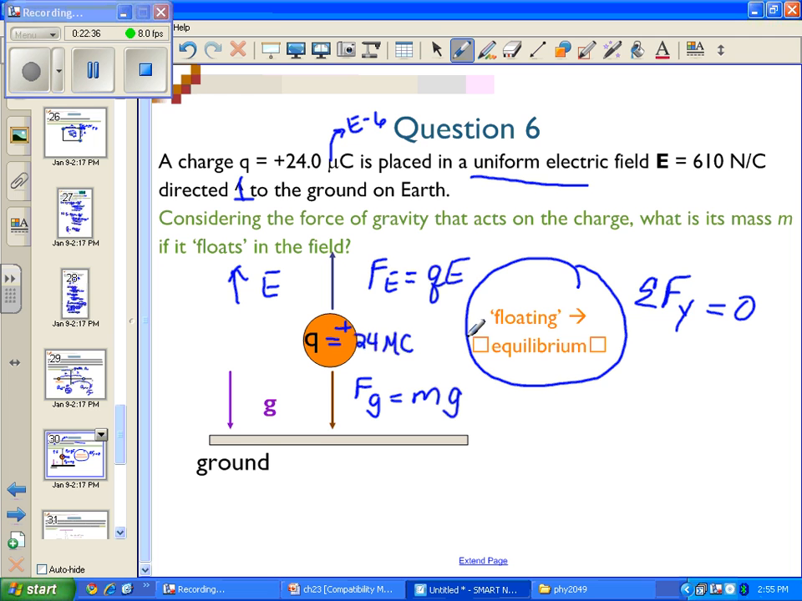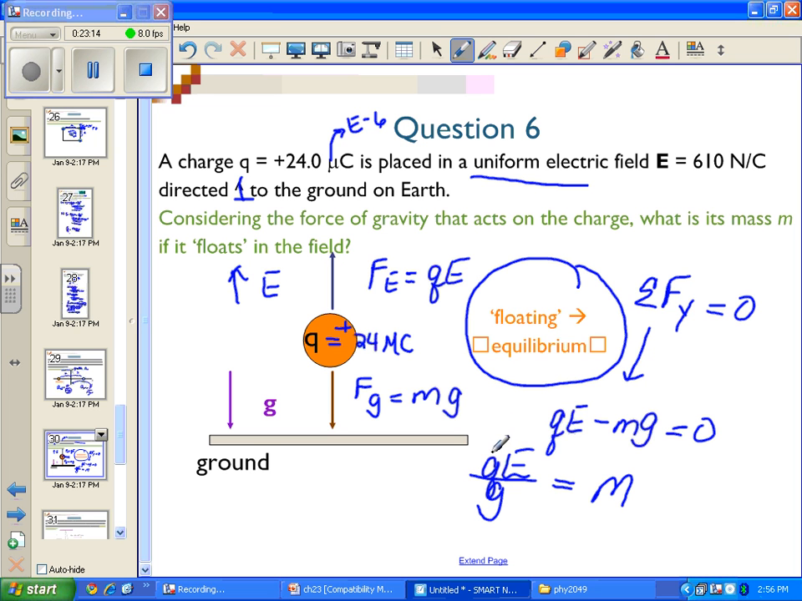Now, the fact that we've said that the magnitude must be equal but the direction must be opposite means that when we use Newton's second law, we can look at each of these forces: positive QE because it's directed upward, minus mg because it's directed downward, equals 0. We are solving for m, so we take mg to the opposite side. Now we divide both sides by g, and m equals q times E divided by g.